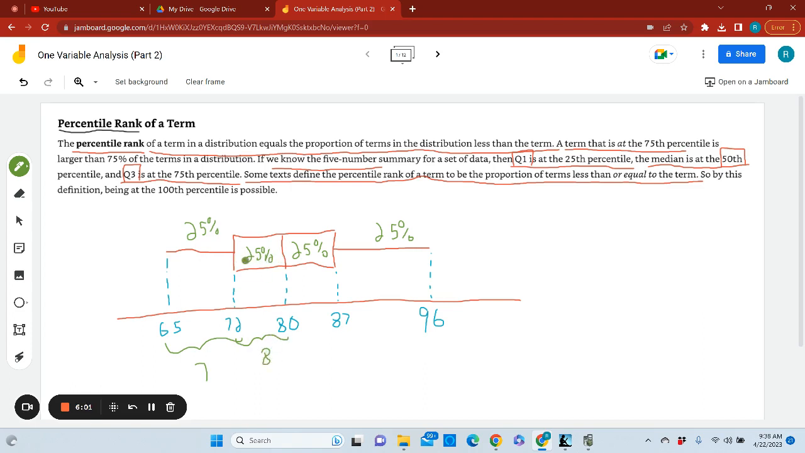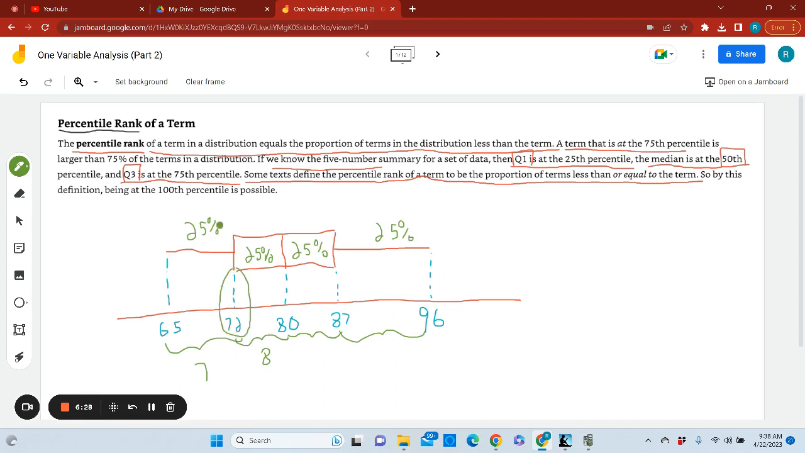So 25% of the class got between a 72 and an 80. 25% of the class got between a 65 and a 72. Another 25% of the class got between an 80 and an 87. And then the highest 25% of the class got between an 87 and a 96. And these numbers here represent your quartiles.